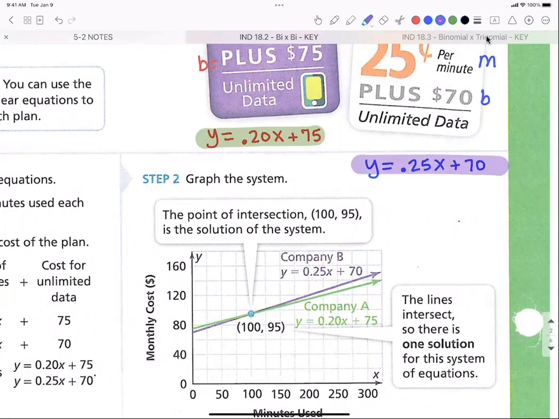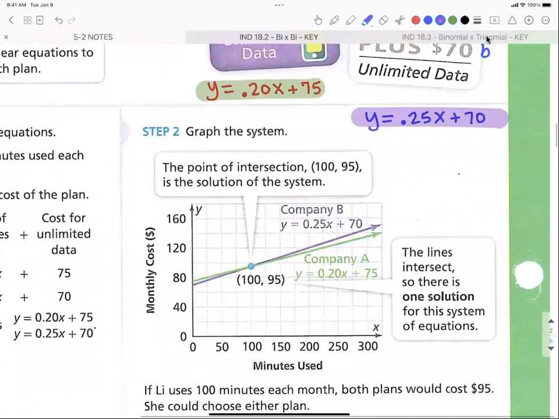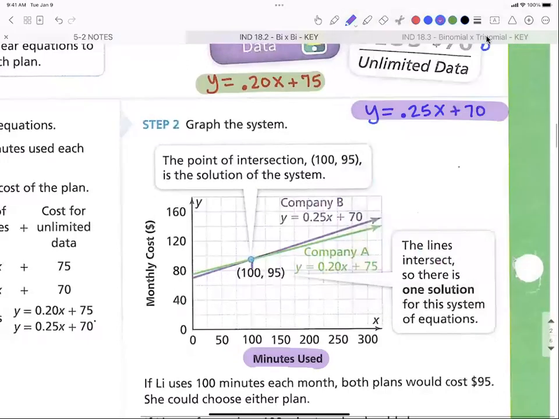Where they intersect is the number of minutes that you can use. And again, you've got to look at how your stuff is labeled. This is minutes used. So if you go straight up from this, or straight down from this point, this tells you that at 100 minutes, both companies are going to cost, and they tell you it's 95. So if you know for sure that you are going to use that phone exactly 100 minutes, it doesn't matter which company you go with. Nope, because at 100 minutes, you're going to spend the exact same amount for company A or company B.